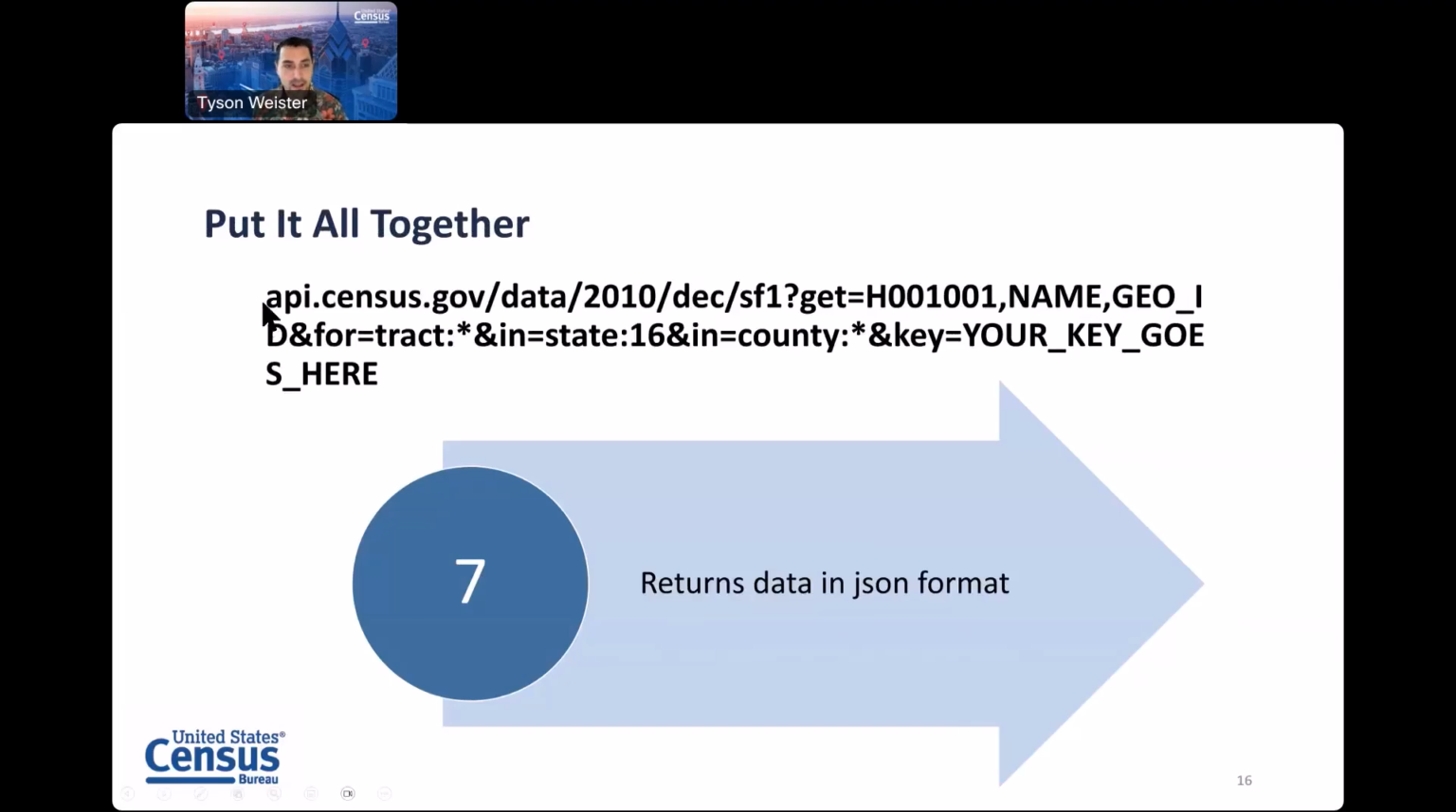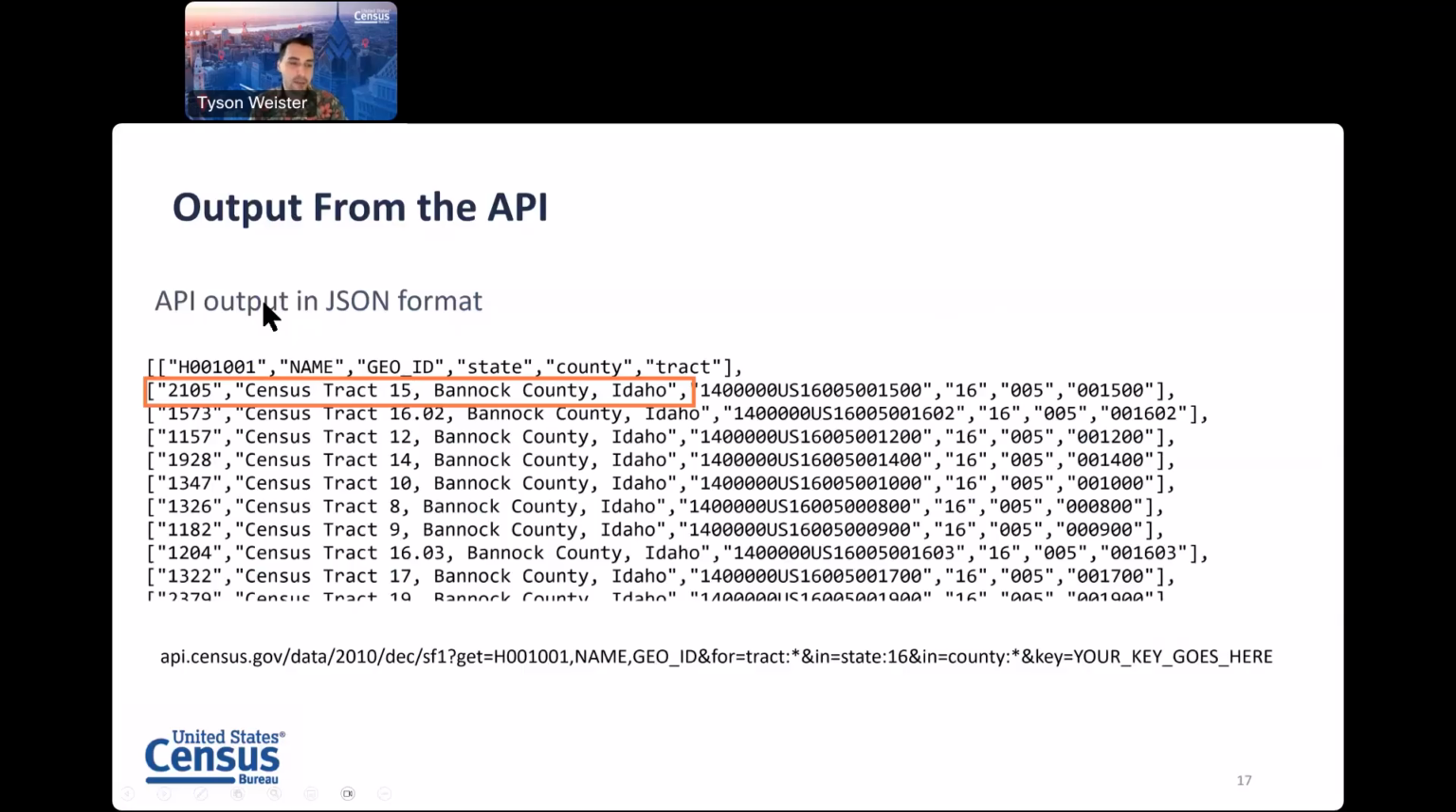If you're using a web browser, it's going to give you the output, something that's going to look like this. So what we see is that there are brackets. The first set of brackets has the variable names for our query. And then each result is included in its own set of brackets below. So in this case, we get one result for each geography that we specified. And we can see as an example in row 2, there are 2,105 total housing units in Census Tract 15 in Bannock County, Idaho, based on the 2010 Census Summary File 1.